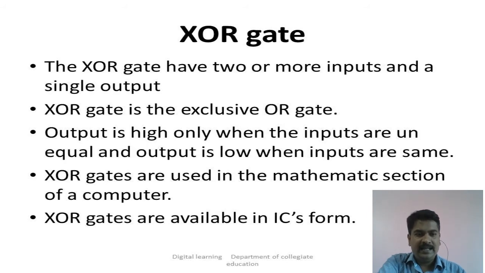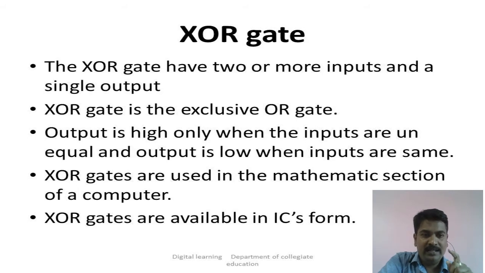This XOR gate is also called the exclusive OR gate. And this XOR gate output is high only when inputs are unequal. I'll repeat this. The output of the XOR gate is high, meaning the output is 1, only when the inputs are unequal. Only when the inputs are not equal, meaning either the input has to be 0 1 or the input has to be 1 0. If it is unequal, you can expect a high output in the XOR gate.